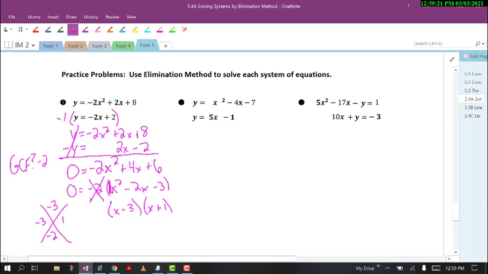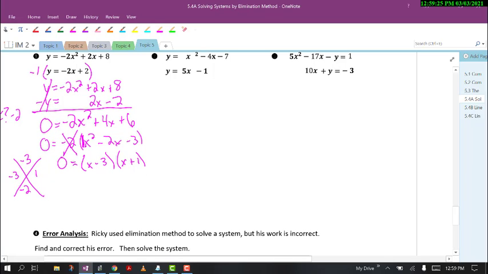And of course, that equals 0. Hopefully, we can see this first factor gives us an x value of 3, and the second factor gives us an x value of negative 1. Set them equal to 0, do your opposite operation and get x by itself, and that's what you end up getting. So we have the x values, but we need the y values.